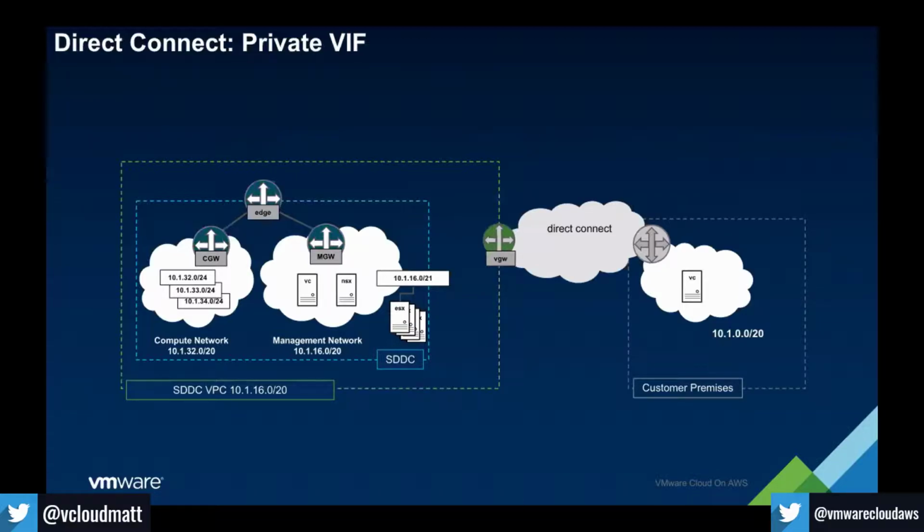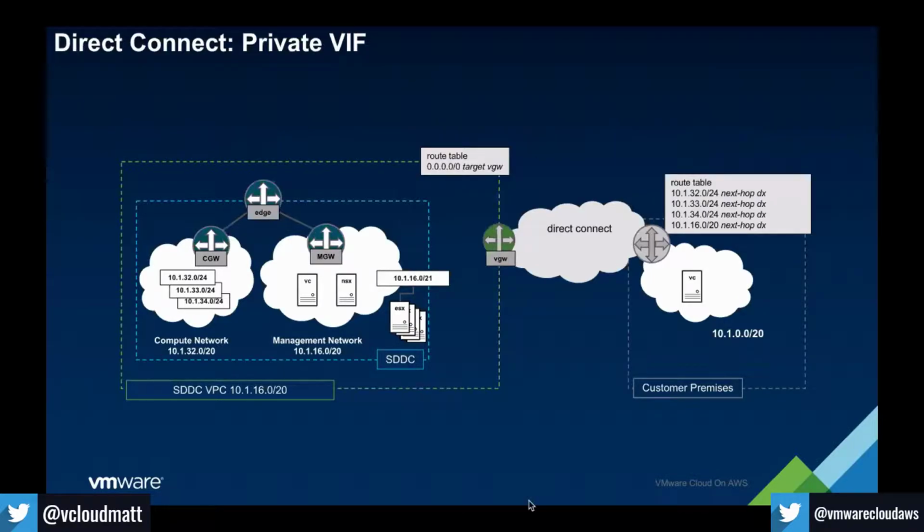And so what that means is that if you set up Direct Connect private VIF, as soon as you set that up, we're going to start seeing a default route from the VGW, and then we're going to start advertising prefixes for the private IP address space for the SDDC. So you'll see the management range, and then you'll see the individual ranges for the networks you create on the compute network. So we'll start advertising those via BGP through this private VIF on Direct Connect.